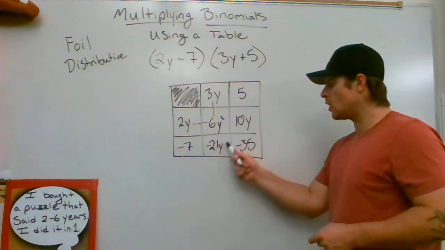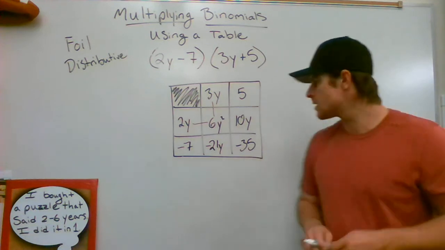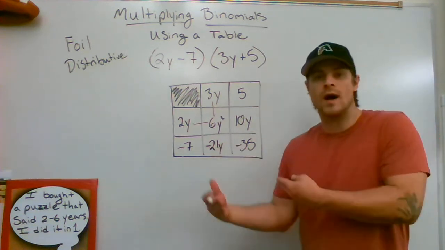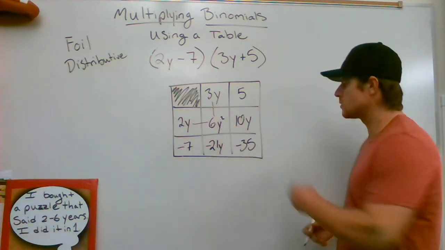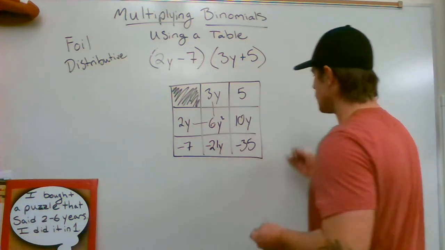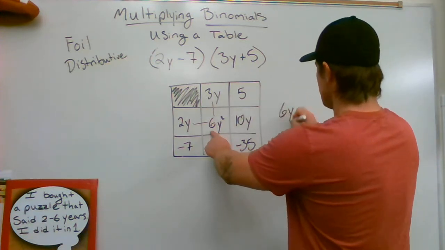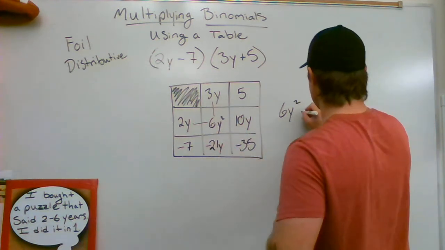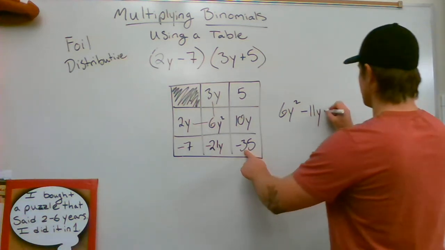Now, if I look at all four of those boxes, two of them are like terms, 10y and -21y. Both of them have a y with the same valued exponent. So those need to be combined. So we're going to say 10y minus 21y. So our final result here is we're going to take the 6y squared. We're going to take 10y minus 21y, which is going to give us a -11y. And then we have a -35 at the end.